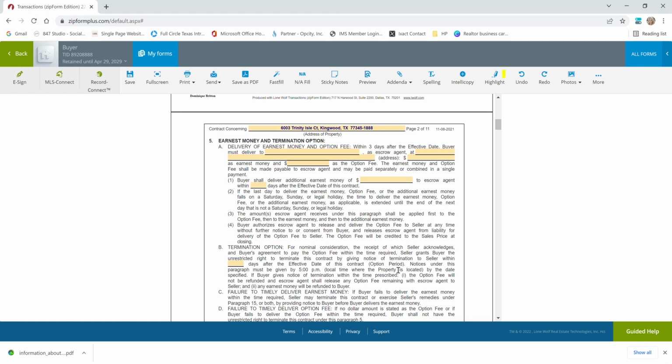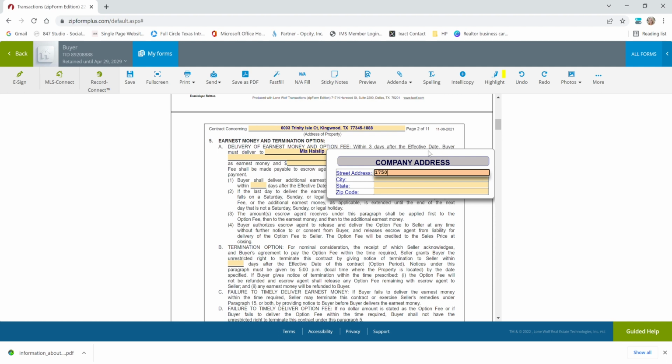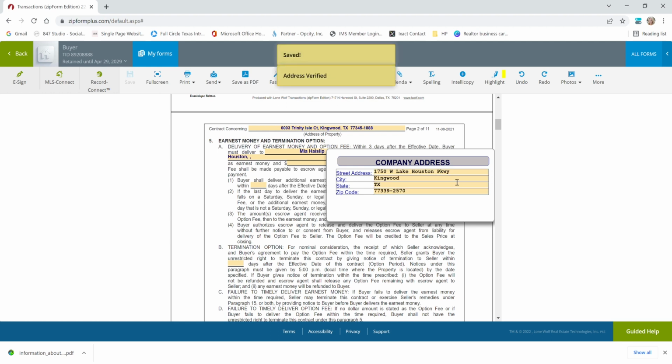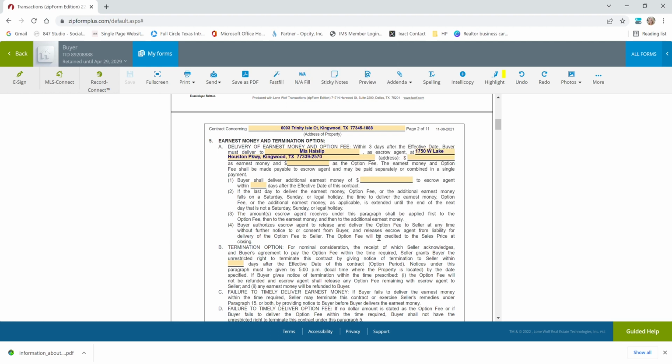Number 5, earnest money and option fee. On this first line, we have to say who the escrow agent is. I'm going to use Hometown Title as an example. So I would put the escrow officer, who I usually use as Mia Hayslett. We're going to put their address. Again, most of the time it auto-populates, but you want to make sure that everything does pop up, the city, the state, everything on the second line.